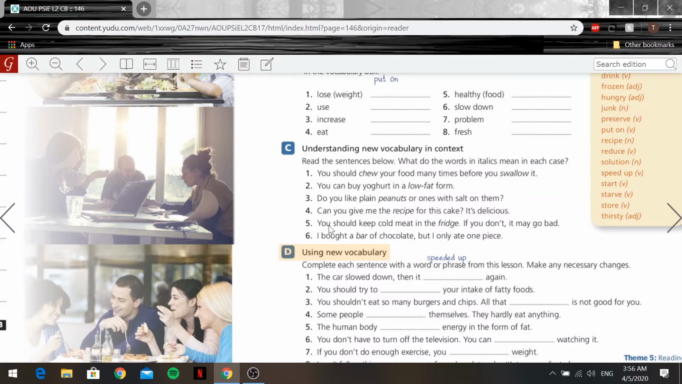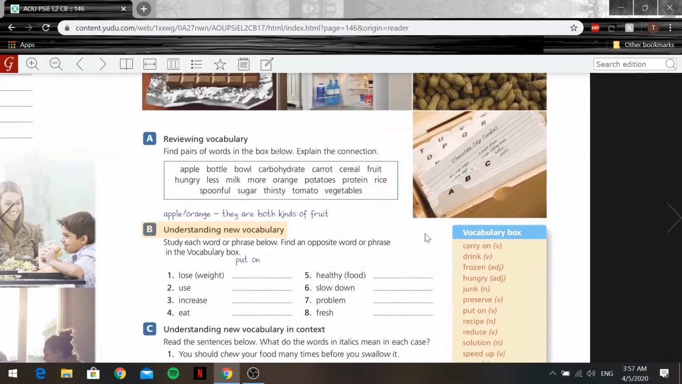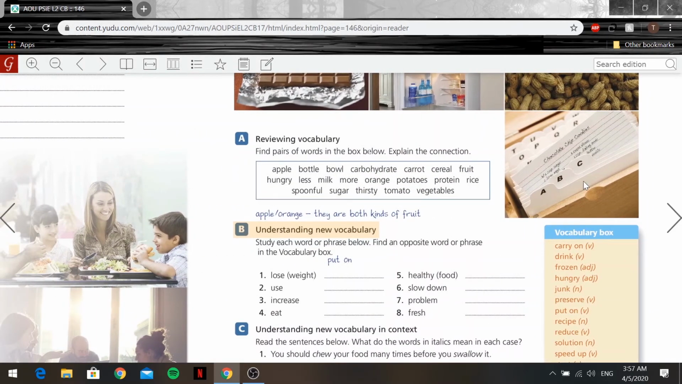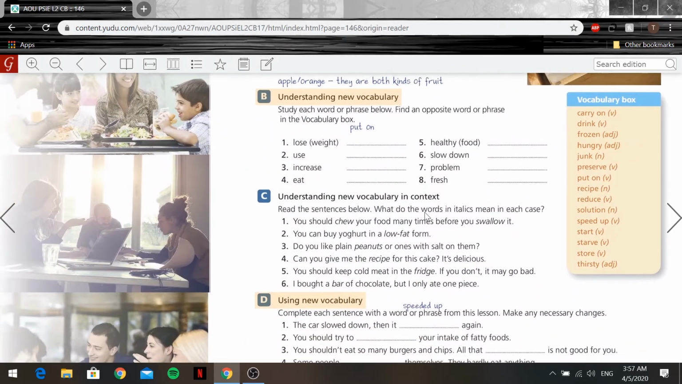4, can you give me the recipe for this cake? It's delicious. Recipe, I'm actually going to give you an idea. What a recipe is, basically instructions for making a particular food product. So, you know, a recipe for making a cake or soft rice, for example, a different meal. So that is what a recipe is.